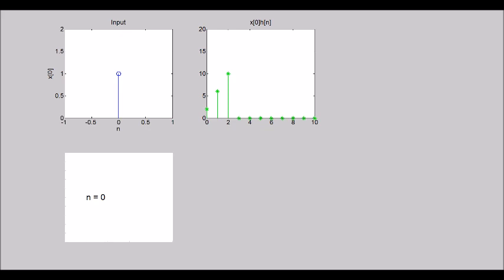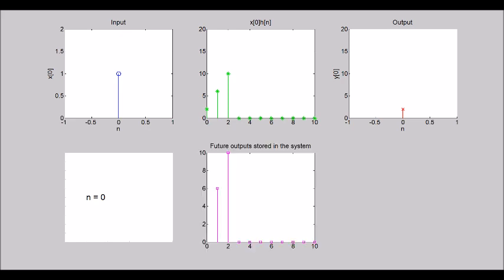What this produces at the output is this, because that's just the first point in that impulse response. The other 2 points, the points for n equals 1 and n equals 2 in that middle green graph there, they're parts of the impulse response and they are going to be part of the future output, but they're not yet. They're in the future. Right now at n equals 0 we only get the output at n equals 0. Those other 2 points are stored inside the system.